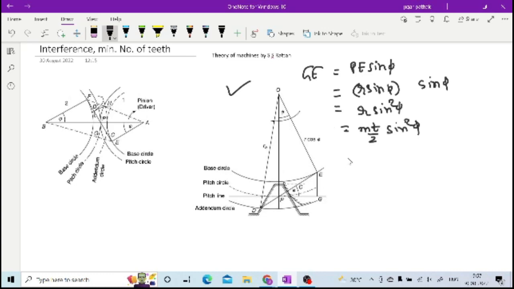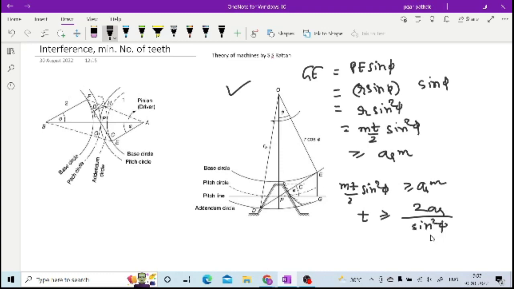Now this GE must be greater than or equal to this ERM, as we have done previously. So here also if you do the same, then this MT by 2 sine square phi must be greater than or equal to ARM, which will result in T is greater than or equal to 2 AR upon the sine square phi, right? So this is how you are having this minimum number of teeth on your rack, right? So this is how you can find it to avoid interference in rack and pinion also.